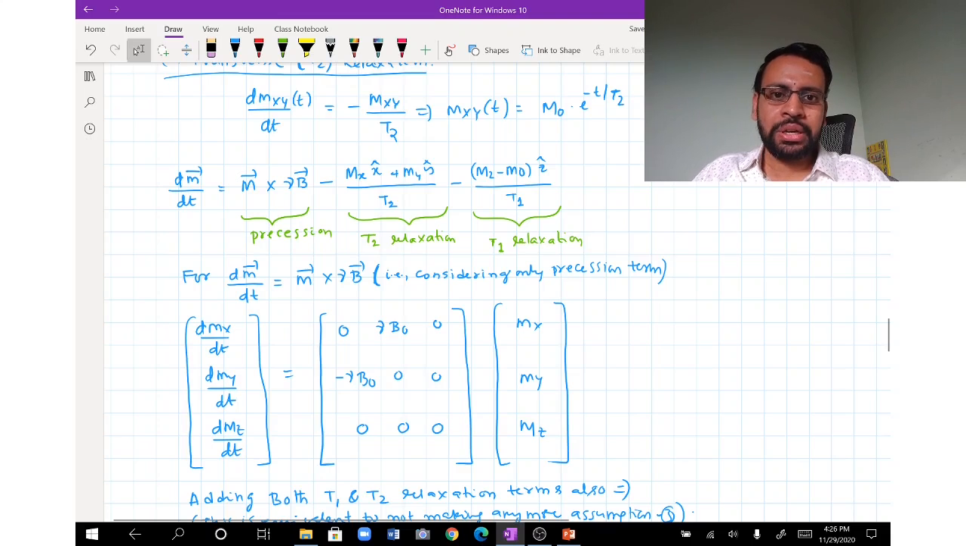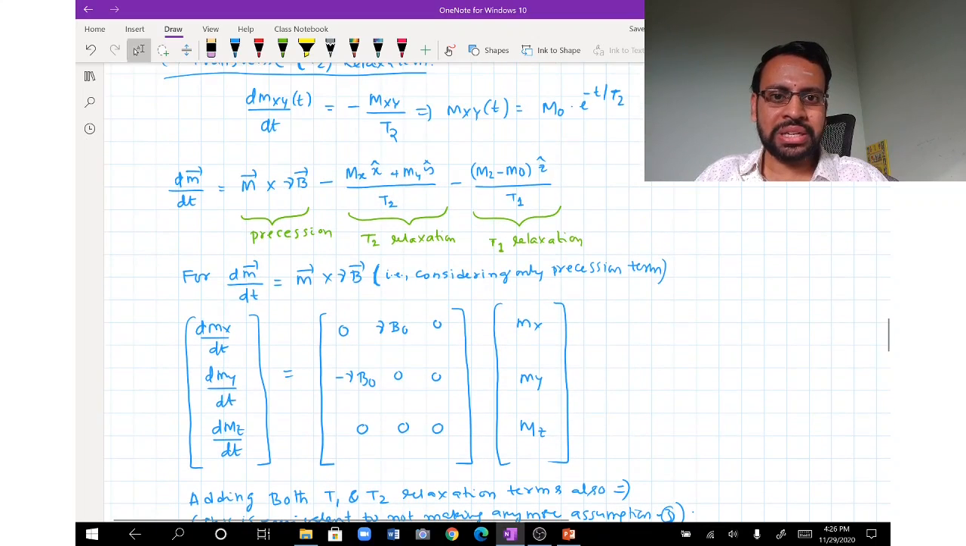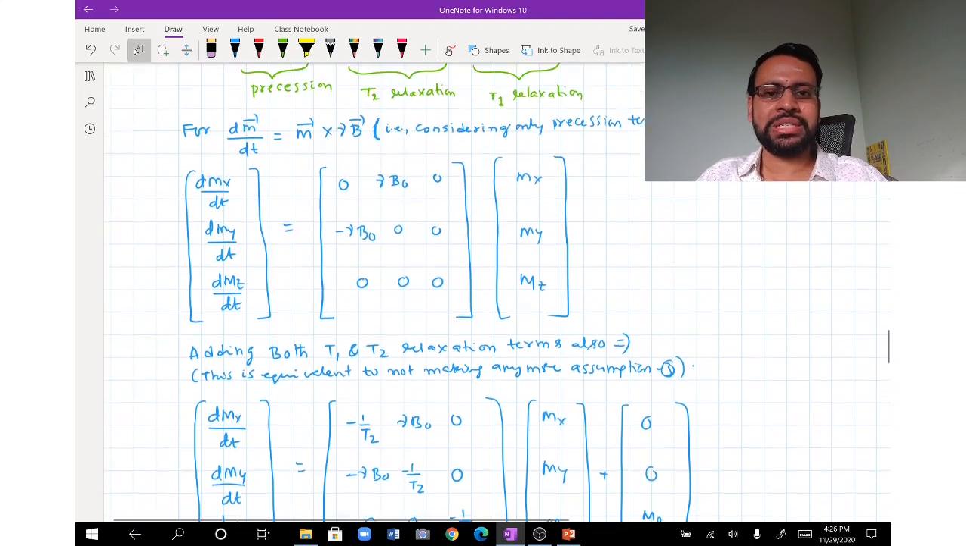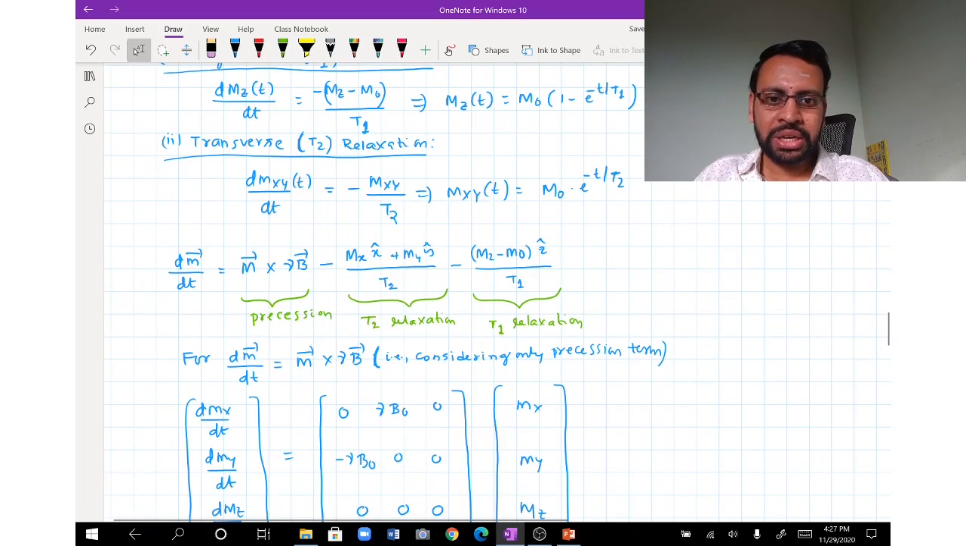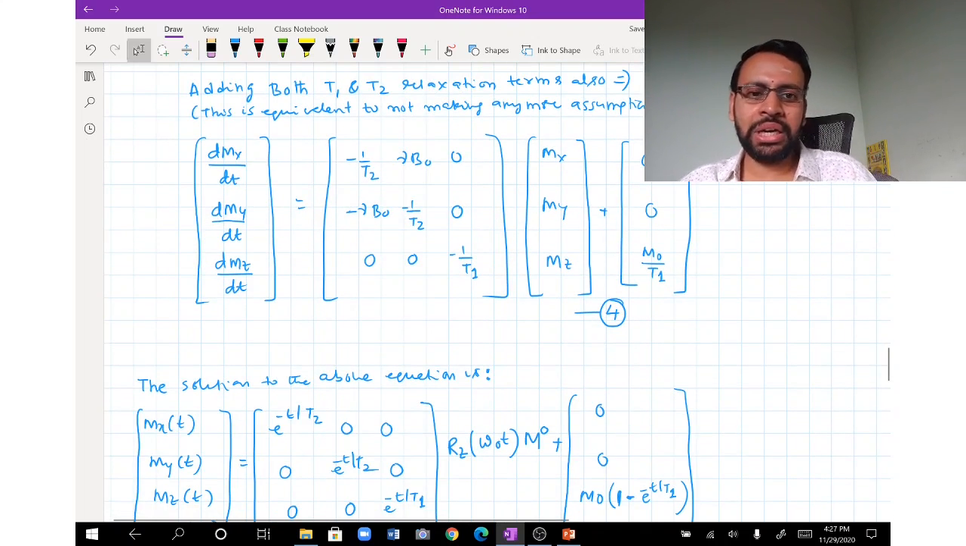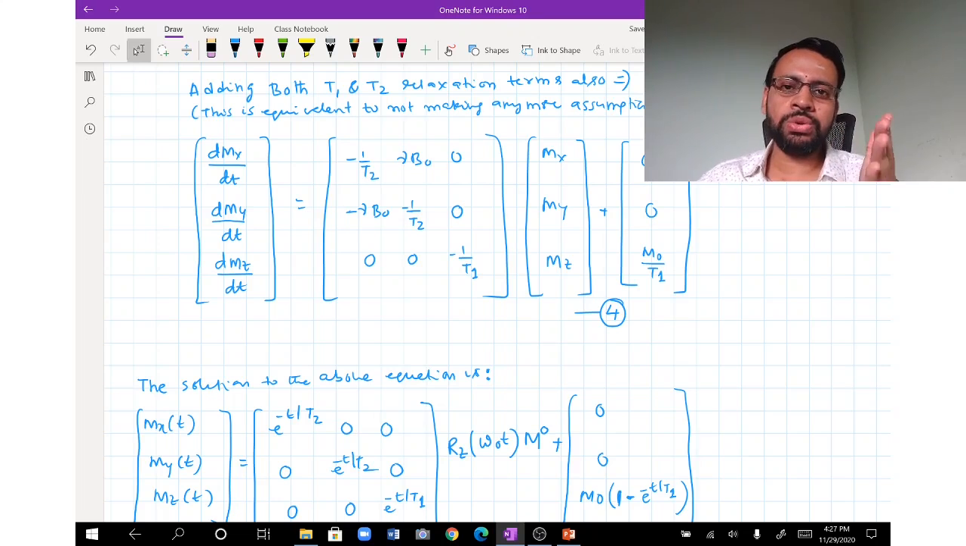And here as far as mz is concerned, there is a term of minus 1 by T1, so that has come here, and also there is a constant here, nothing to do with mx, my, mz. Note here, this is something getting multiplied with mx, my, mz, and a term which gives you constants. So the constant that you have here is m naught by T1. This minus and minus get cancelled out, so m naught by T1, right? This is the expression now once you have included both T1 and T2 relaxations.